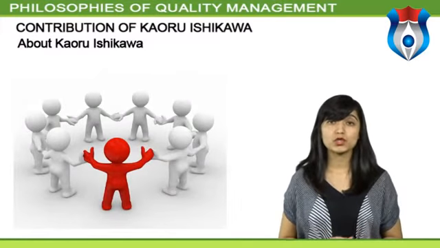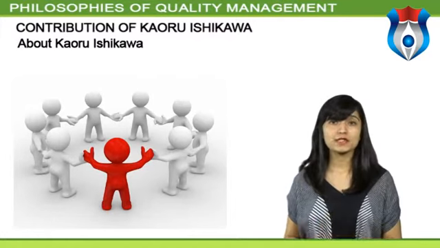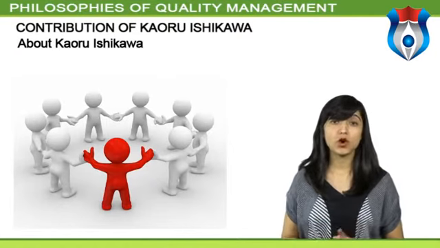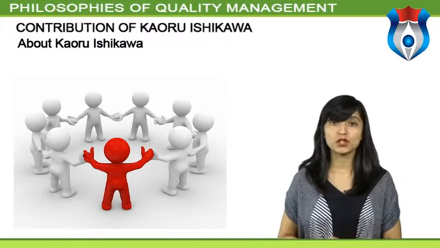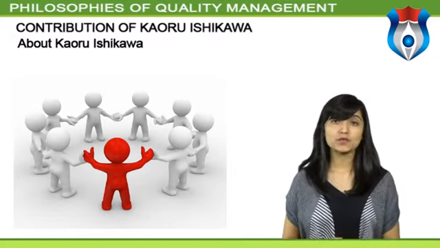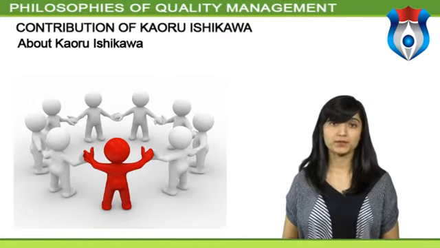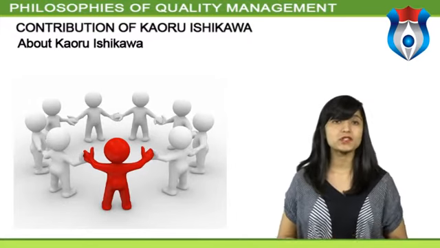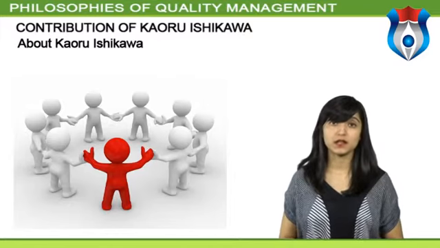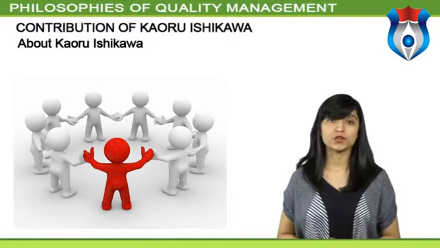About Kaoru Ishikawa. Dr. Kaoru Ishikawa was the developer of the concepts of quality circles and the cause and effect diagram, commonly known as the fishbone diagram or the Ishikawa diagram. Ishikawa was born in the city of Tokyo on July 13, 1950. He lived to be the age of 73 when he passed away on April 16, 1989. He earned his degree in engineering from the University of Tokyo.